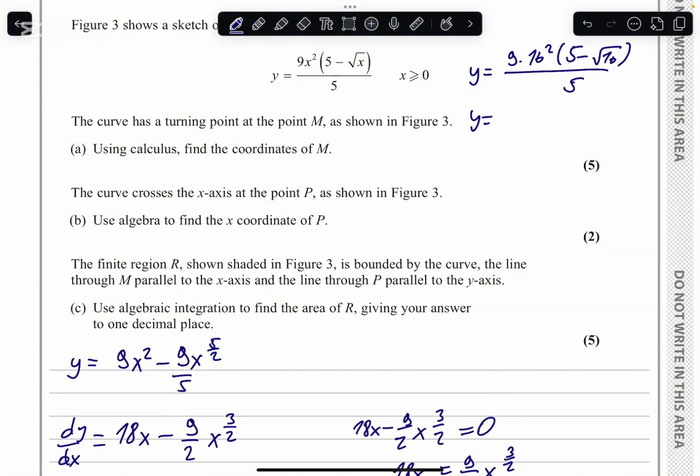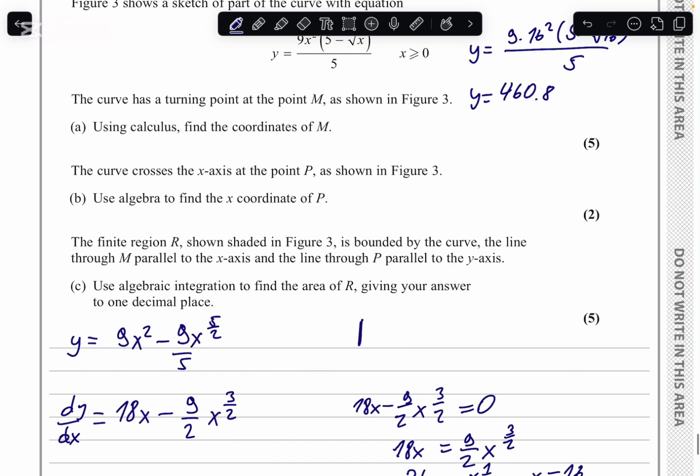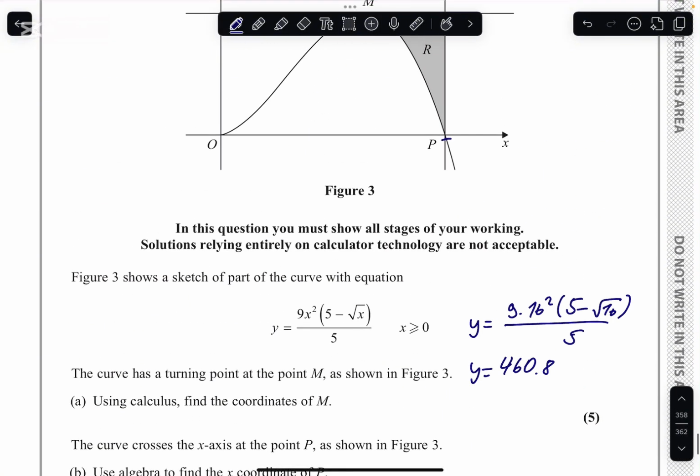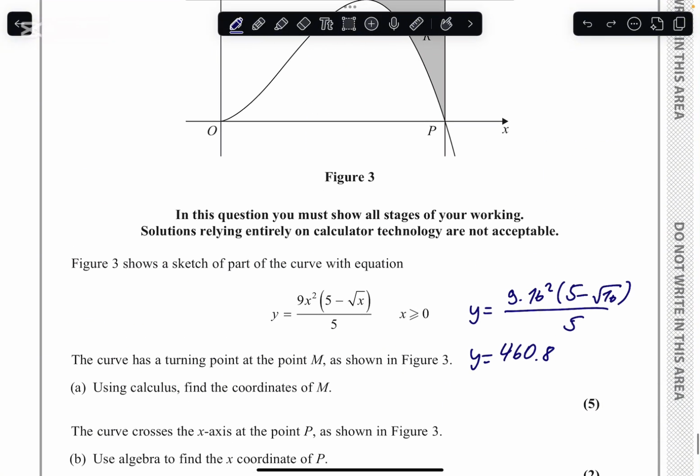We get the value for y to be 460.8. So the coordinates of M are 16, 460.8. In part B, it says that the curve crosses the x-axis at the point P as shown in figure 3, and we need to use algebra to find the x-coordinate of P.